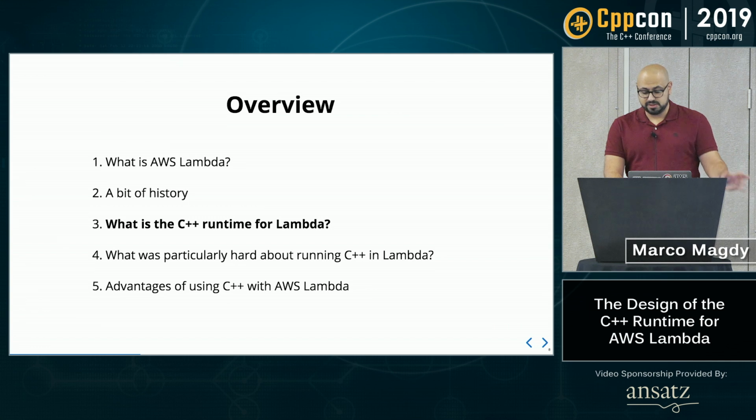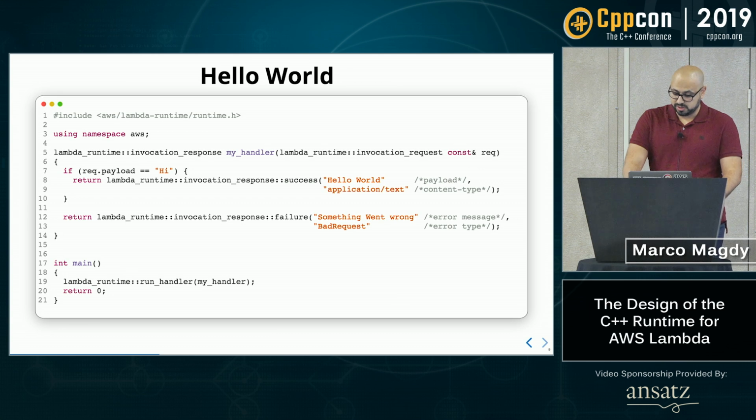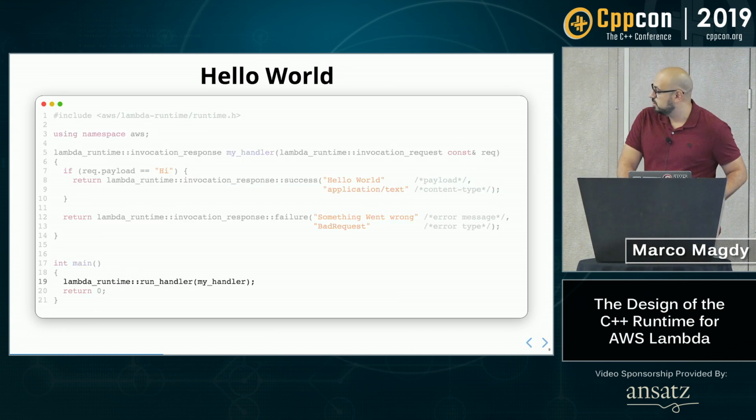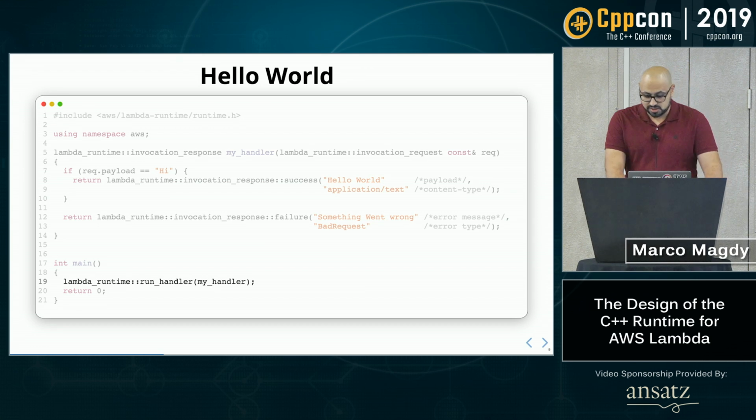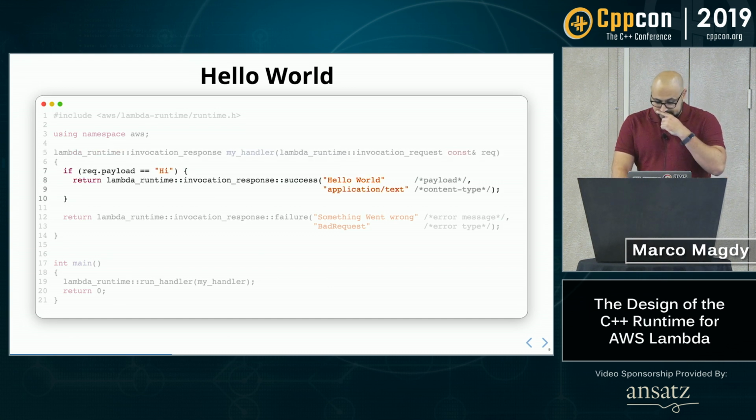So that's it for the history. Let's take a look at how the C++, specifically the C++ custom runtime looks like. So this is a hello world using the custom Lambda runtime, and starting with main down there, you can see that we have a function called runHandler, and it takes a function name, and that function, all it has to do is just abide by that signature, which takes a const ref invocation request, and it returns an invocation response.